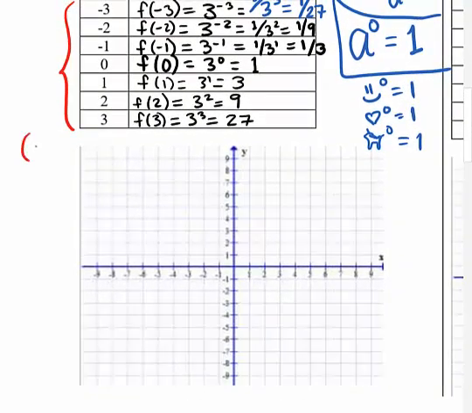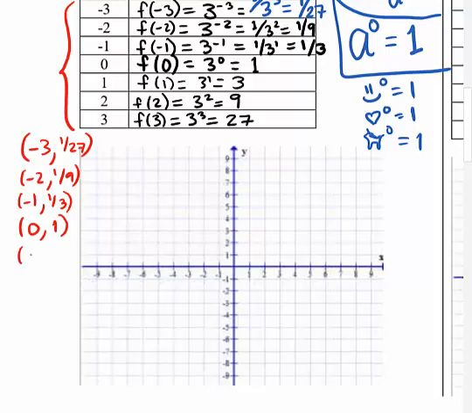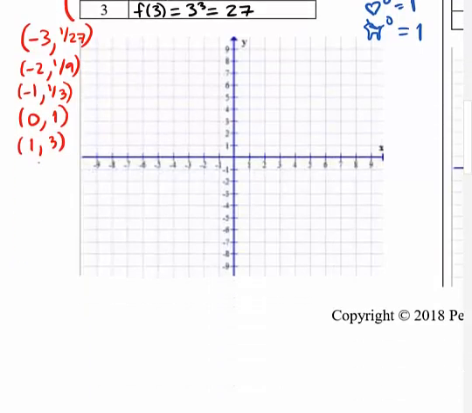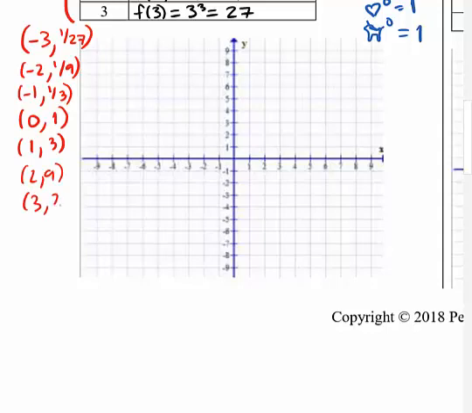So the points we came up with were negative 3, 1 over 27; negative 2, 1 over 9; negative 1, 1 third; 0, 1; 1, 3; 2, 9; and then 3, 27. See if we can plot those. Negative 3, and then 1 over 27 is really, really small, so I'm going to put a point that's just barely above the x-axis just to show it. And then negative 2, 1 ninth, that's still super close to the x-axis, but I just force it to look like it's higher than it was before. And then negative 1, 1 third is still pretty low.